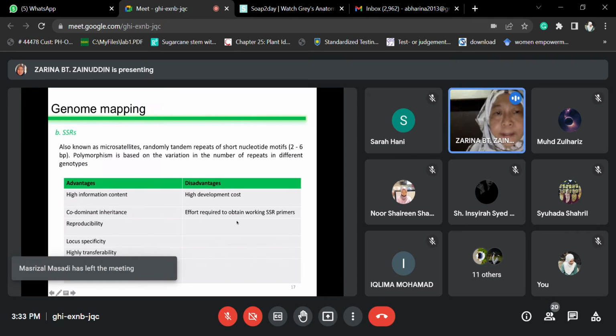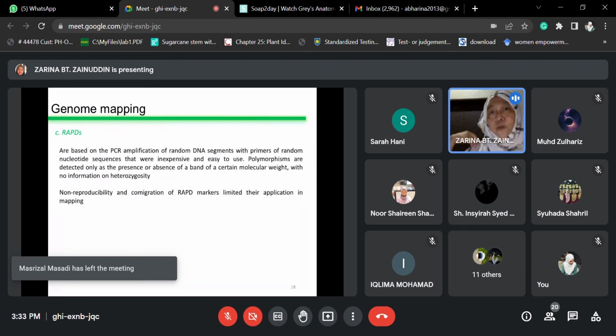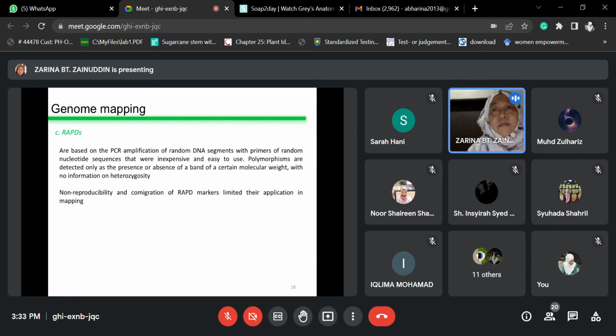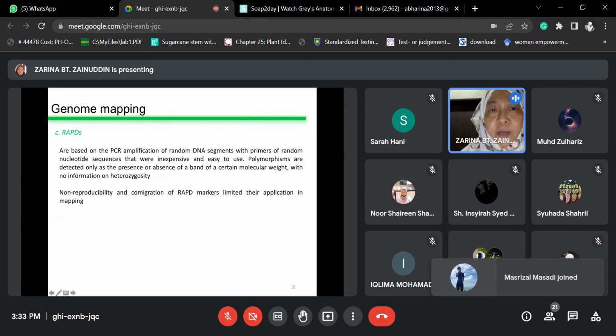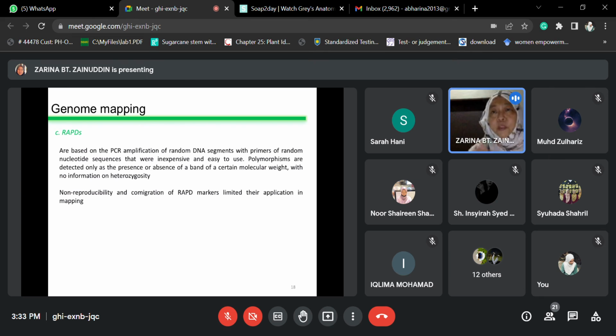Alright. And we have RAPD also, based on PCR amplification of random DNA fragments with primers of random nucleotide sequences. So it's quite similar to SSR, based on PCR too. Polymorphism for RAPD is detected only by the presence or absence of a certain molecular weight band. When you want to compare between the individuals, you compare the presence or absence of a band. But RAPD is non-reproducible and co-migration is an issue, and it limits the application in mapping.